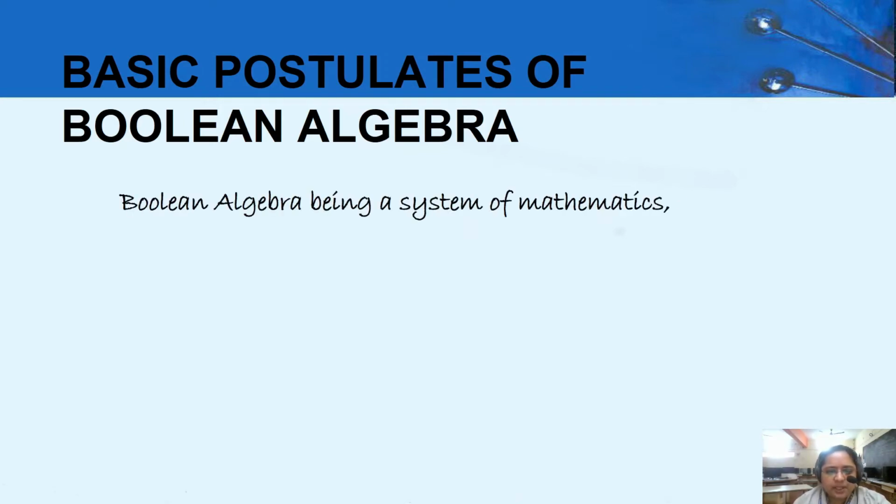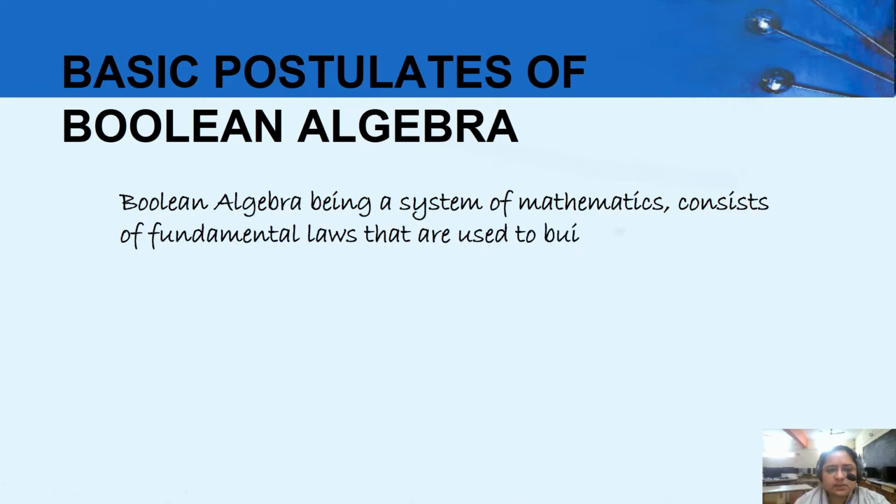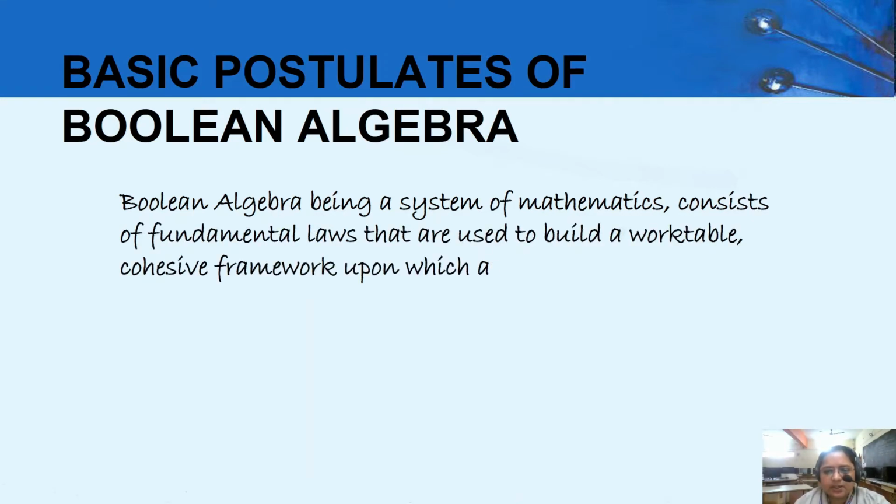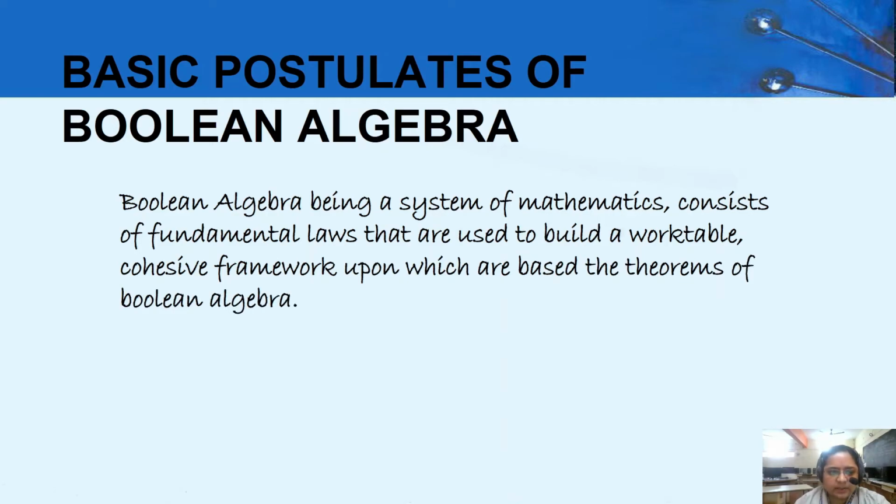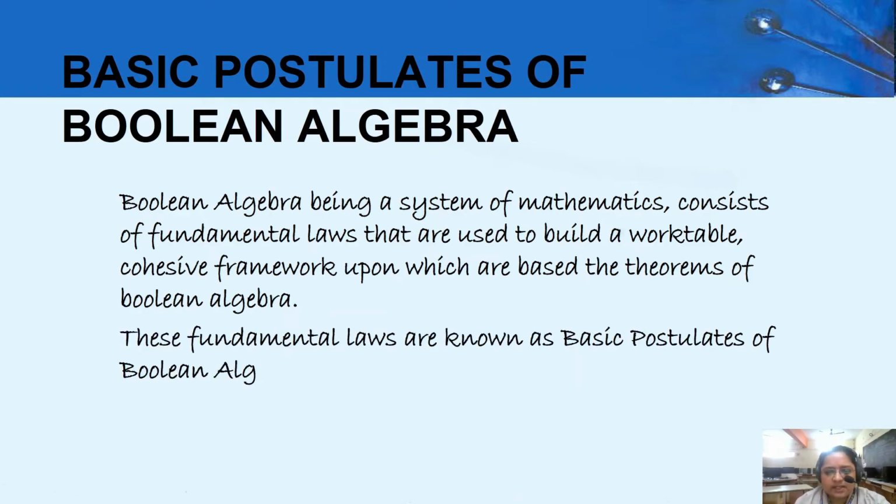Boolean algebra, being a system of mathematics, consists of fundamental laws that are used to build a workable, cohesive framework upon which the theorems of Boolean algebra are based. So there are certain basic identities and laws on which the entire Boolean algebra is based. These fundamental laws are known as basic postulates of Boolean algebra.